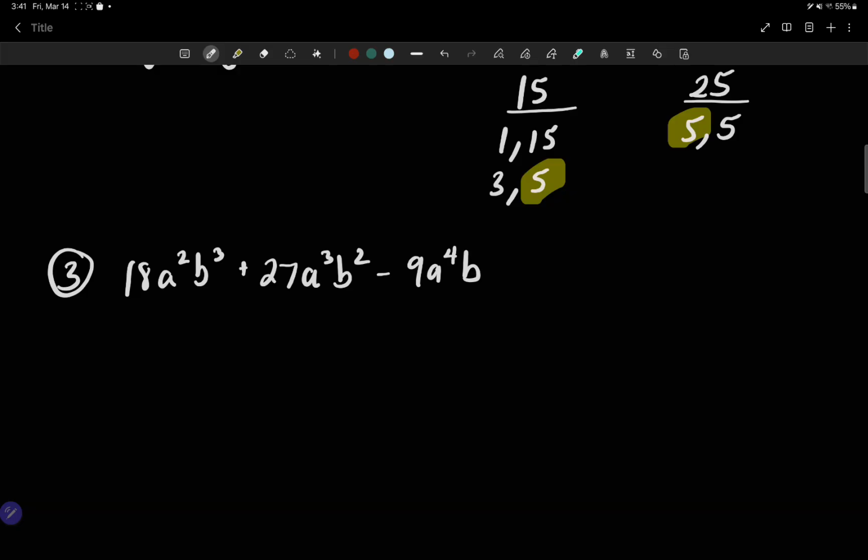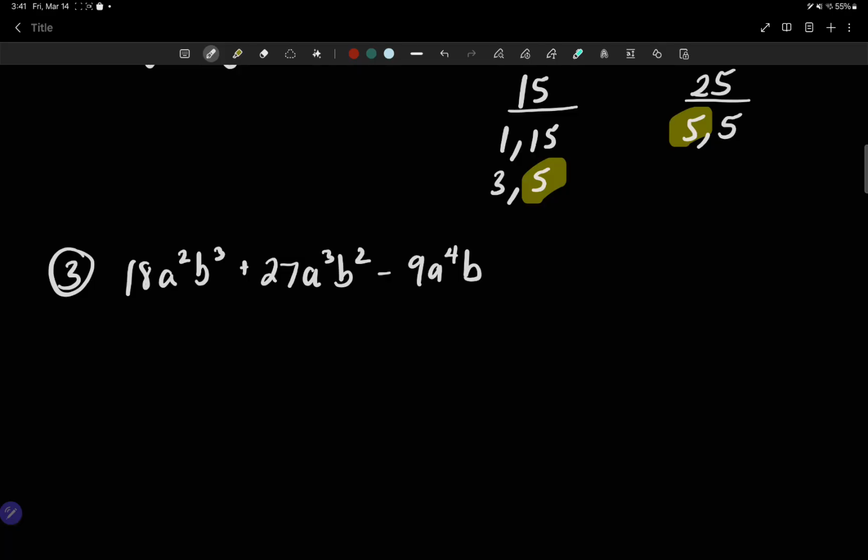Now, instead of writing out all those factors, I'm going to try to be smart about this and just remind myself that I'm going to look at the numbers separately and each of the variables a and b separately. So with the numbers 18, 27, and 9, what is the largest number that all 3 of those numbers can be divided by evenly? Well, I know that 18 is divisible by 9, 27 is divisible by 9, and 9 is also divisible by 9. You can look up some divisibility rules, but I just kind of refer to my multiplication tables.